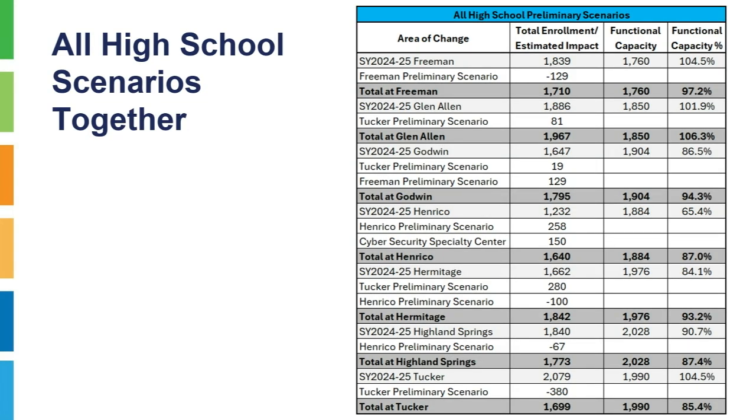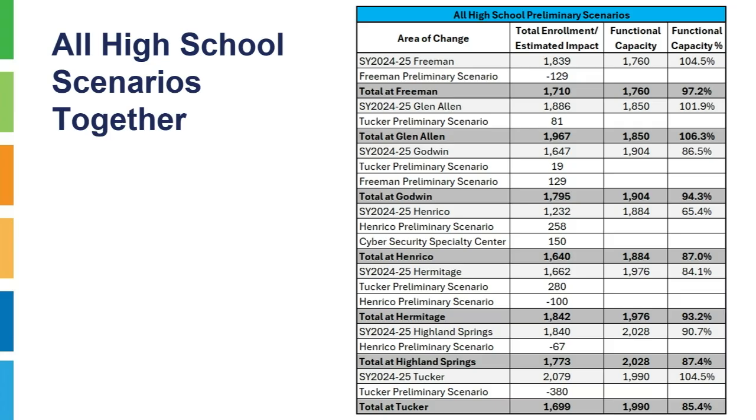While staff has shown you each of the 3 high school level preliminary scenarios as their own standalone action, we also wanted to provide the board with an overview of how the high schools look when all 3 are implemented simultaneously. The chart on the slide shown displays the net changes for each of the 7 high schools that could be impacted should these scenarios move forward. 2 of these schools are impacted by more than one scenario, specifically Godwin and Hermitage.